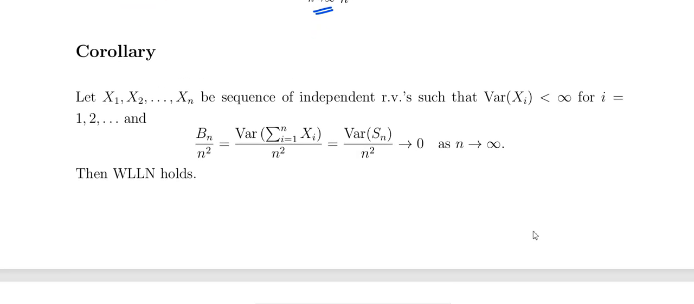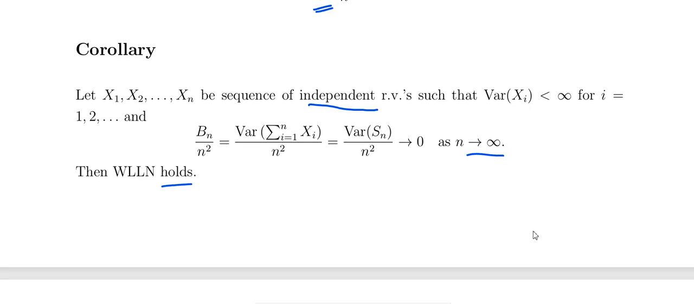Now, if you look at the corollary, once again, the sequence of independent random variables such that the variance of xi is convergent for i equal to 1 to n, so bn by n square converges to 0 as n tends to infinity, then the weak law of large numbers holds, the weak law of large numbers is true. That is the corollary to the theorem.